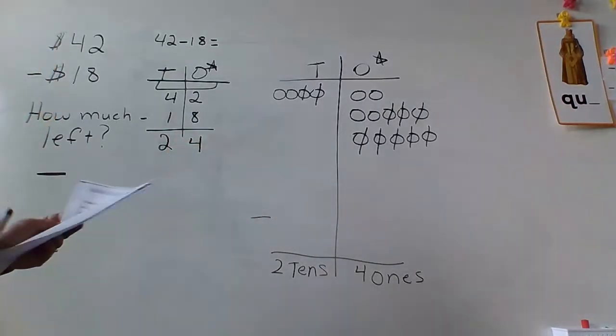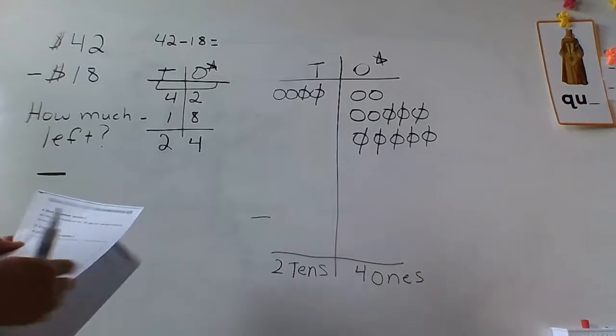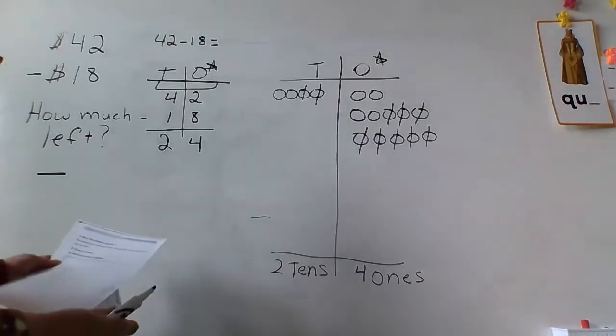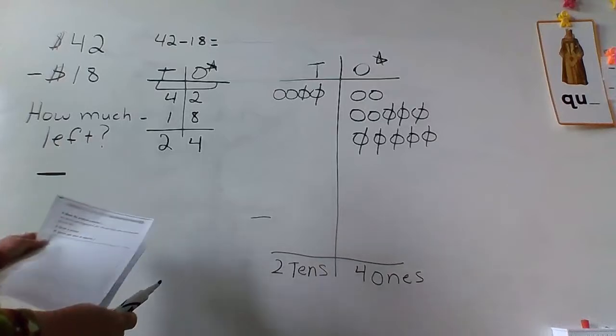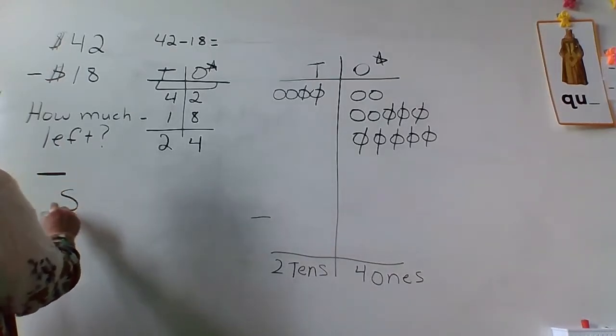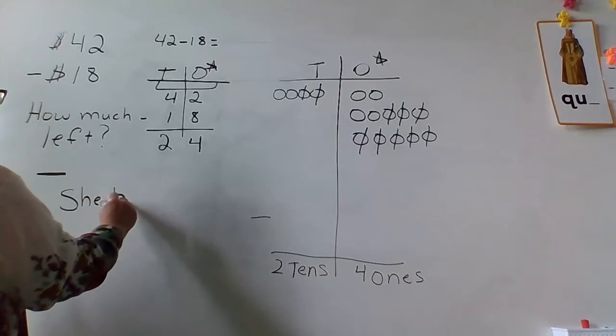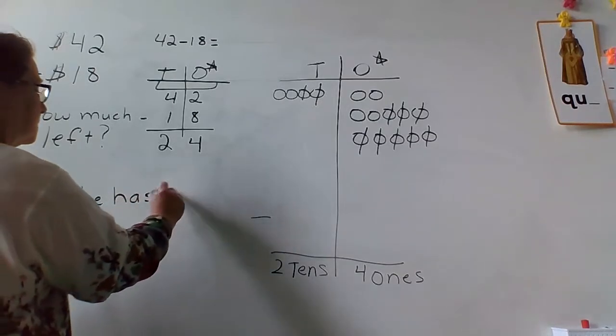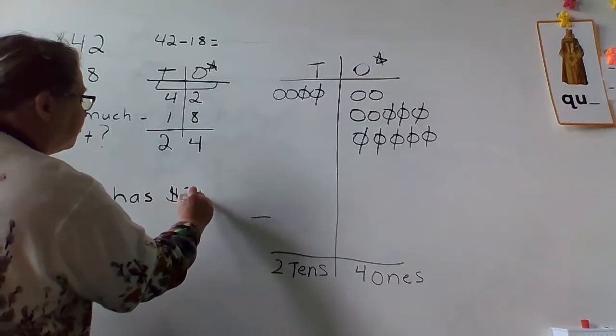So I can write on the back side of it, or on the bottom of it if you don't have the back side. You might not have the back side. Right on the bottom of it or something. We can say, she has $24.